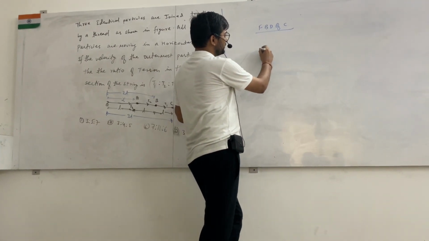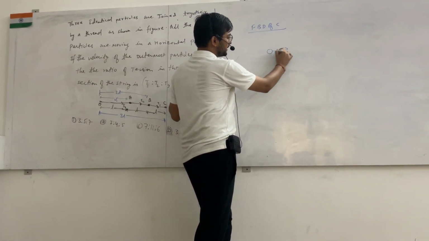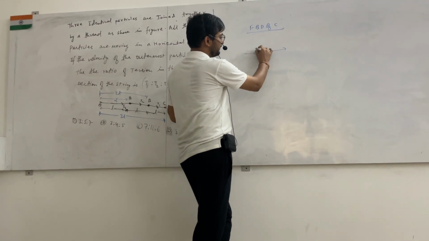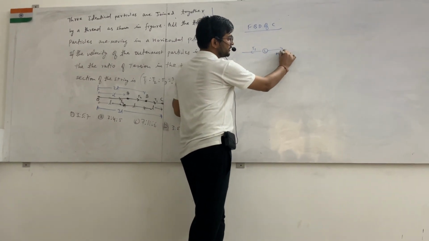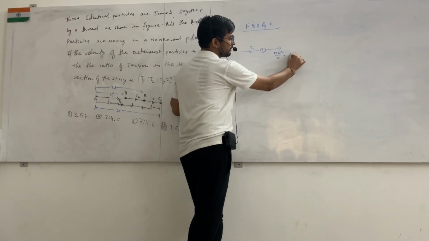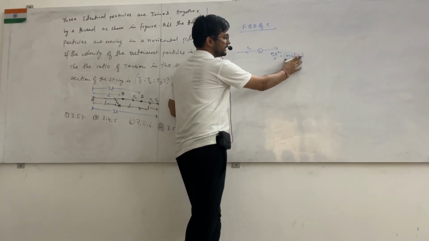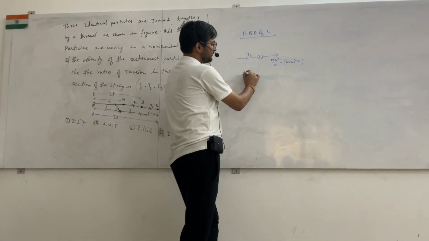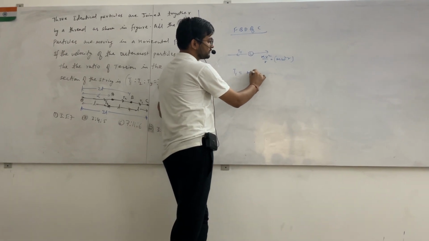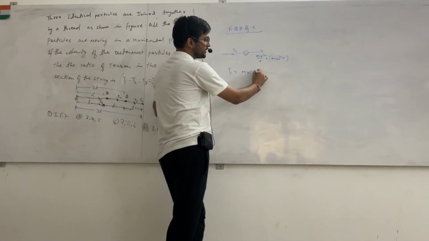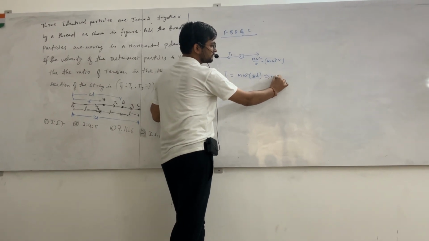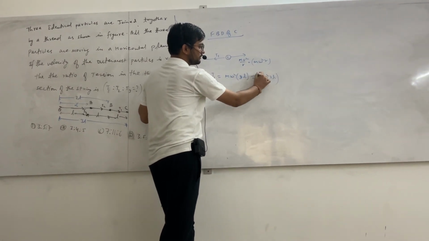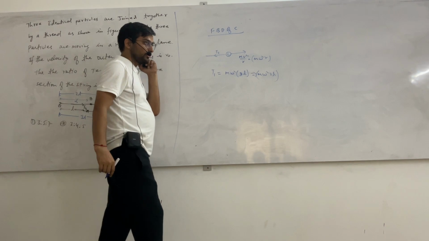Now, if we take the free body diagram of C, there is a tension T1, and the outer force is the centrifugal force, that is mv square by r or m omega square r. So we take m omega square r here. So the T1 value is nothing but m omega square, and r is nothing but 3L. So T1 value is m omega square 3L.